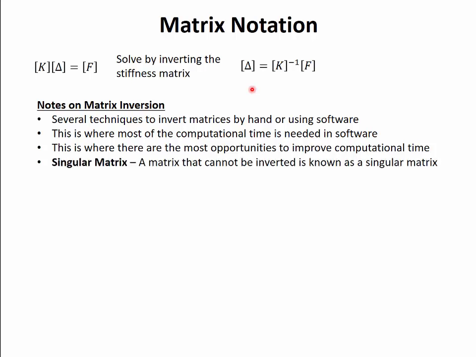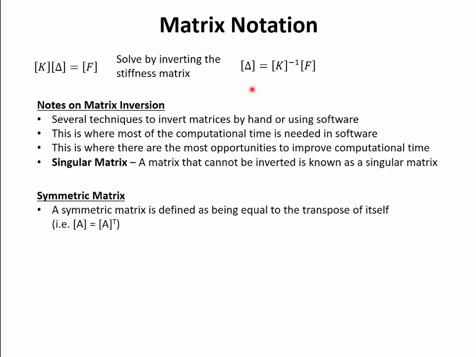Another thing to note, a singular matrix is something that cannot be inverted. It's kind of like dividing by zero. We'll talk about what a singular matrix is. It's something that cannot be inverted. A stiffness matrix by itself, before we define our boundary conditions, is a singular matrix and cannot be inverted.